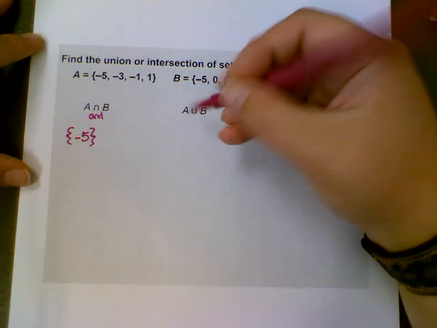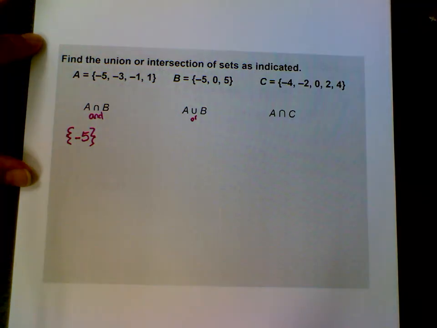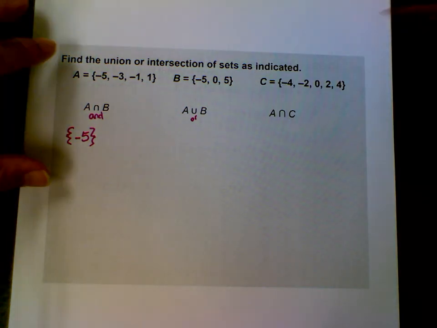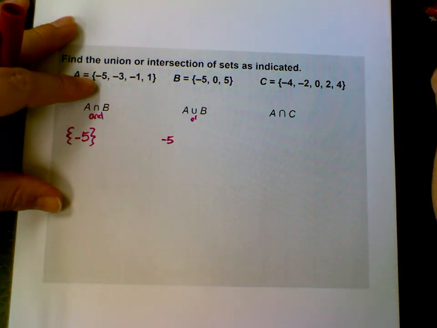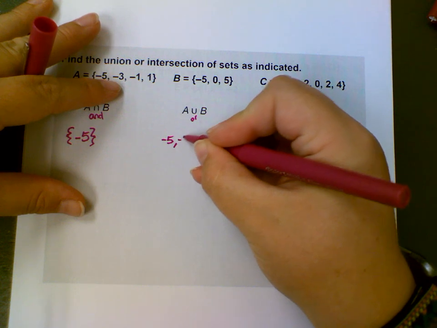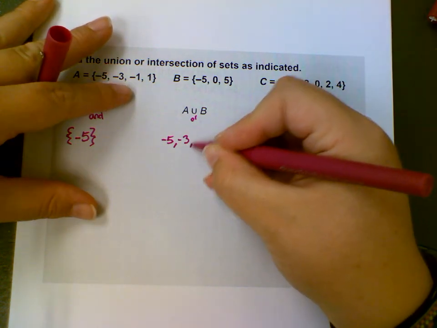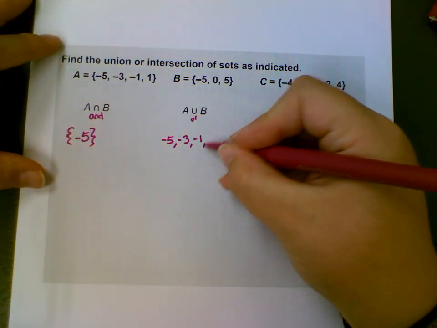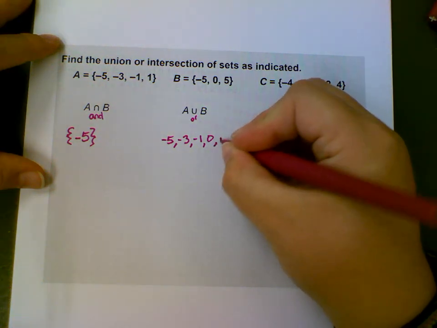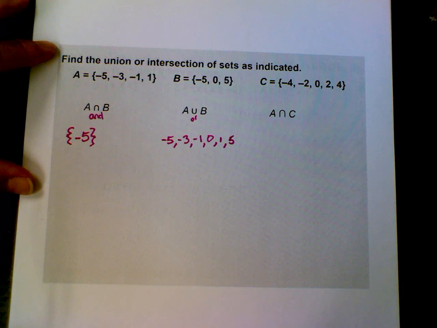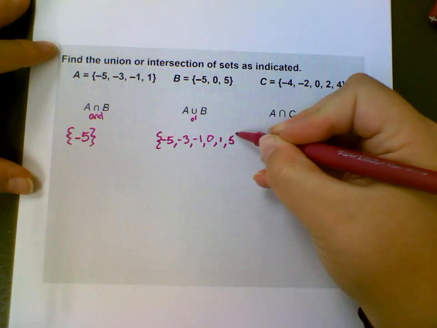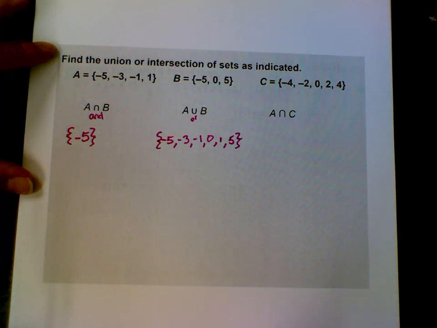The second one, this is an or. Anything that's in A, or it's in B, or it's in both. If it's in both, we only write it one time. So first thing, -5 is in both of them. So that'll be our first element of our answer. I've got a -3 in at least one of them. I've got a -1. I've got a 0. I've got a +1. I've got a 5. Generally, we try to go in order smallest to biggest and then put it in some braces.